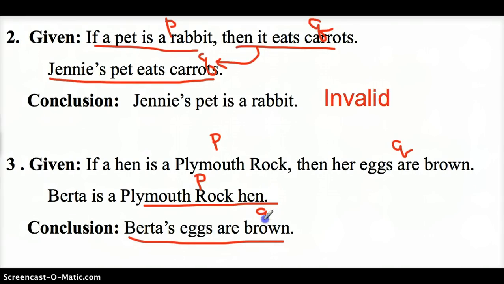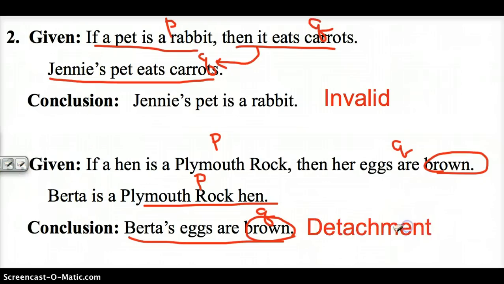Now I need to look, is my conclusion the Q? It is. All right. Now, had I written something like Berta's eggs are all broken, then this would be invalid because I'm supposed to have brown at the end, and I do. But if it had said Berta's eggs are broken, then that would be invalid. This is detachment. It's following the pattern PQ, PQ.